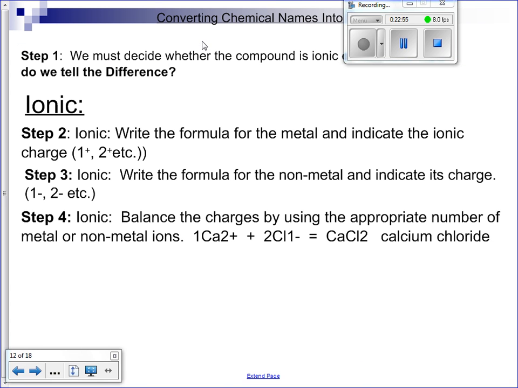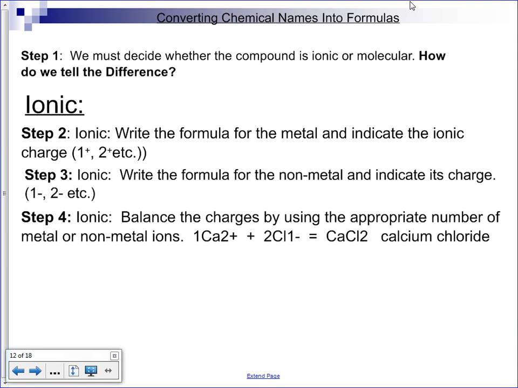All right. So converting chemical names into formulas. How do we do that? Well, the first thing you have to do is identify whether you have an ionic compound or a molecular compound. That should be pretty straightforward. We've already talked about how molecular compounds have 2 nonmetals, whereas ionic compounds have a metal and a nonmetal. So if you find you have, let's say, an ionic compound, let's say we're given the following name here.